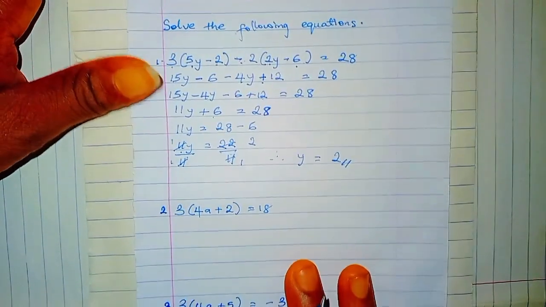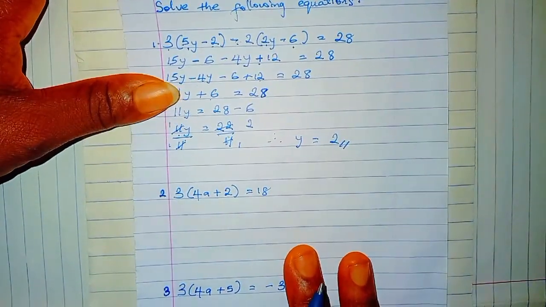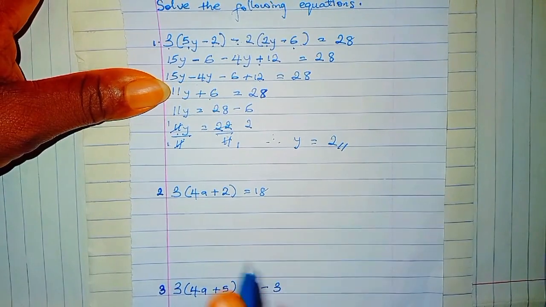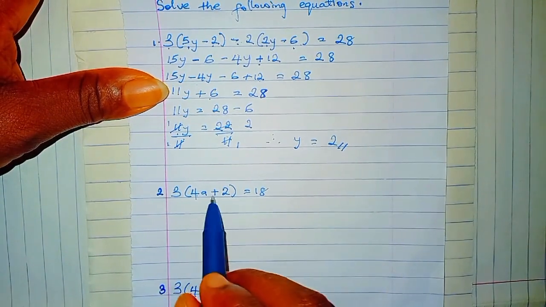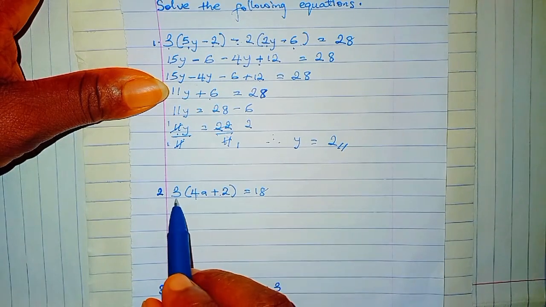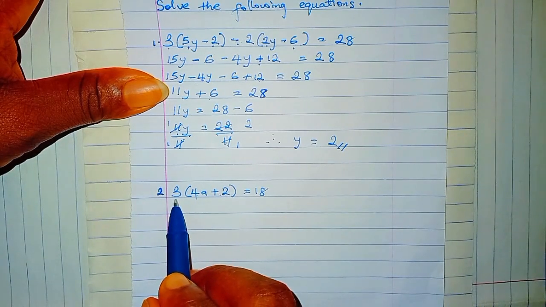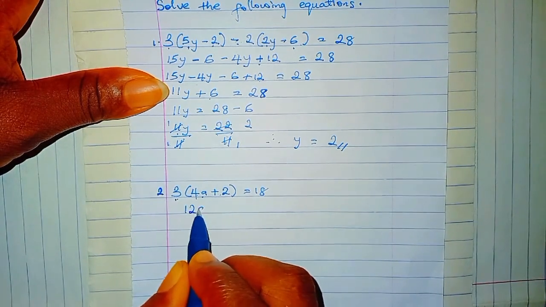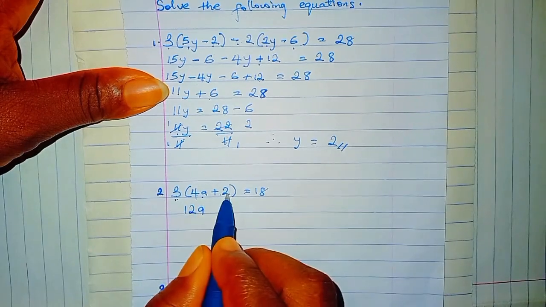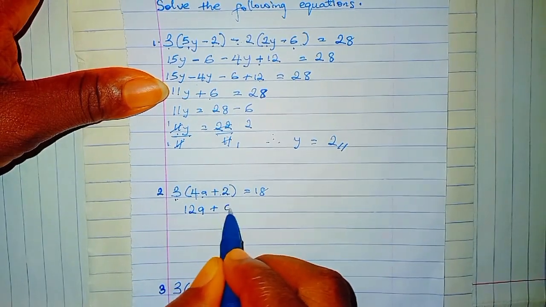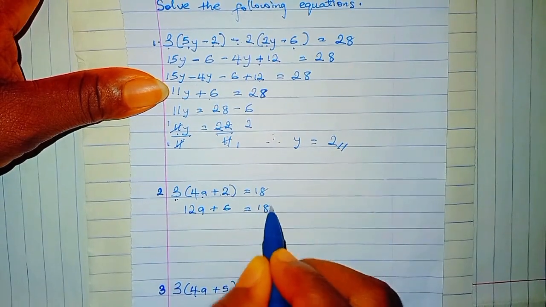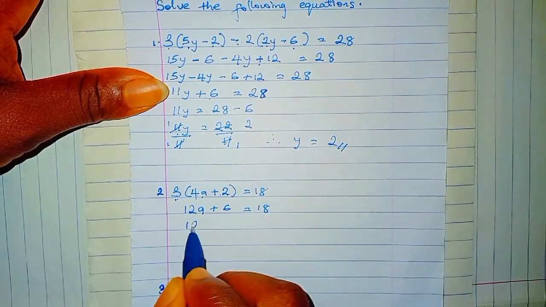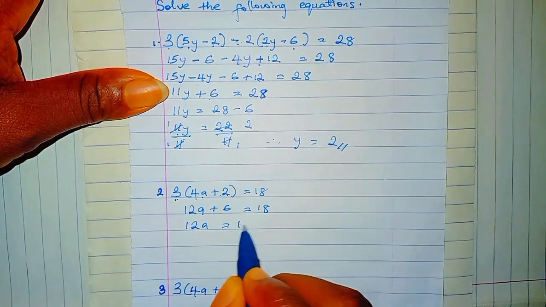Now moving over to the next example. Same thing, we are going to open up this by multiplying everything here using this number in front. So when we multiply this, we get 12a. When we multiply this, you get plus 6 equals to 18. We're going to have 2a equals to 18.